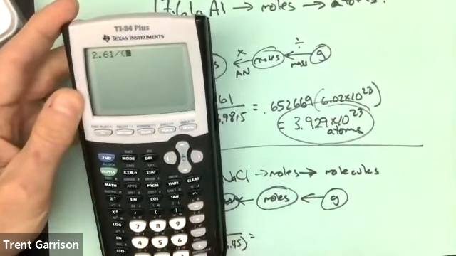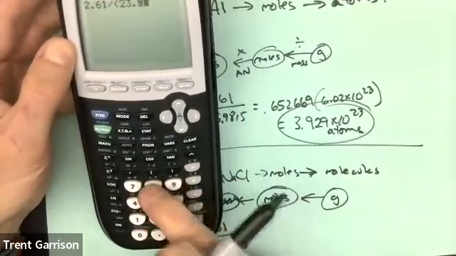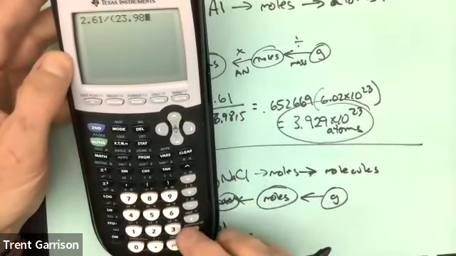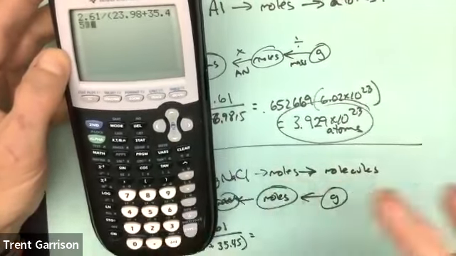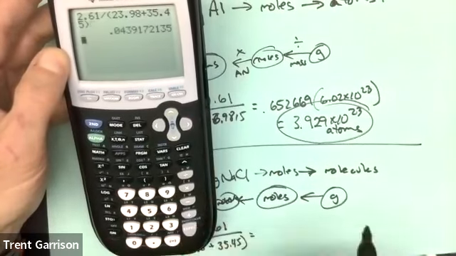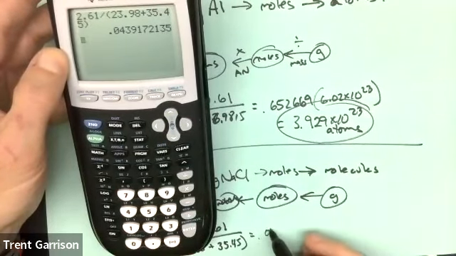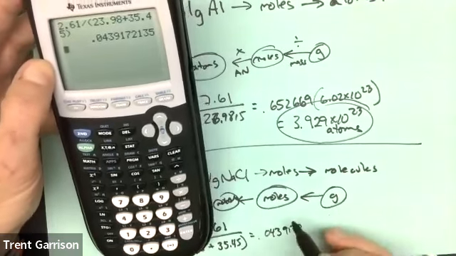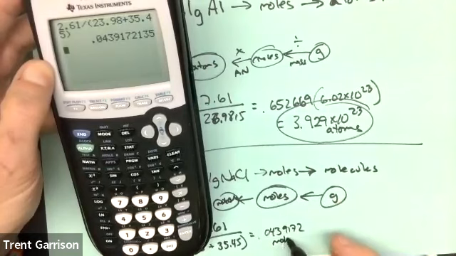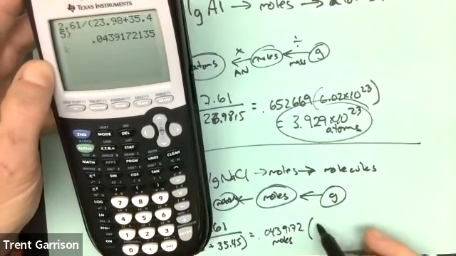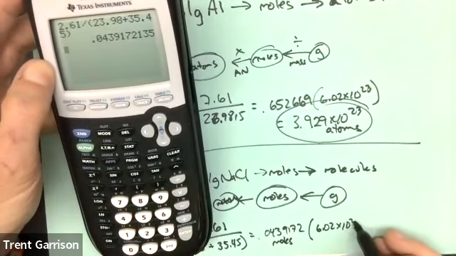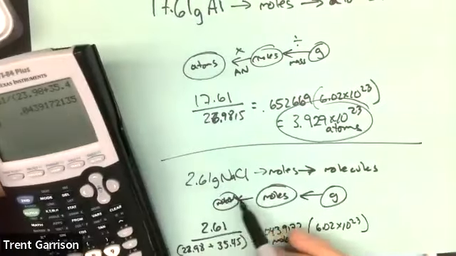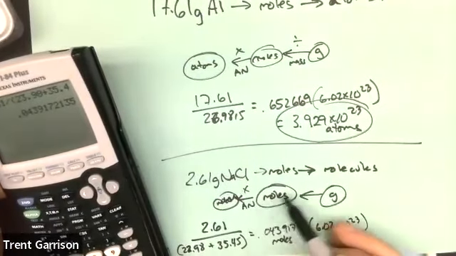2.61 divided by the sum of 22.98 plus 35.45. And what I get is 0.0431721, and so on. But that's moles. That's not what we're looking for. We're looking for molecules. So what I've got to do again is multiply it by Avogadro's number, following the mole map out here.